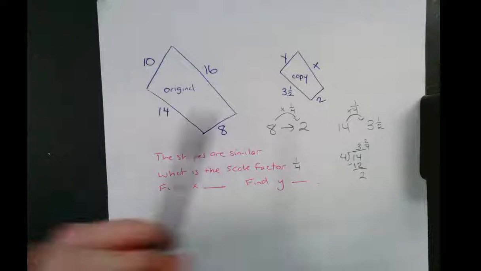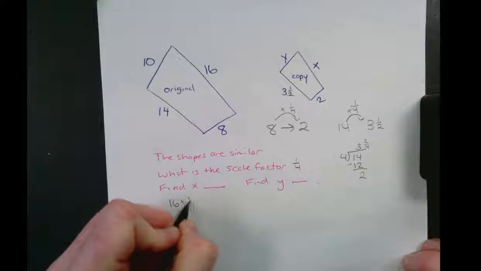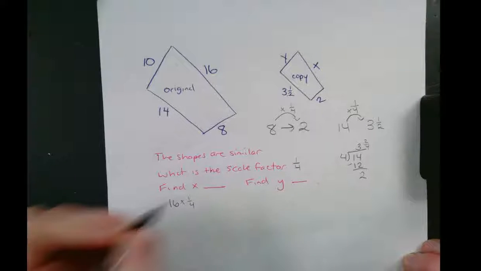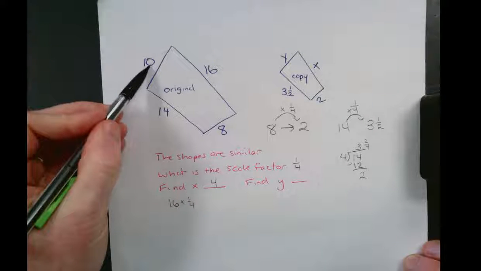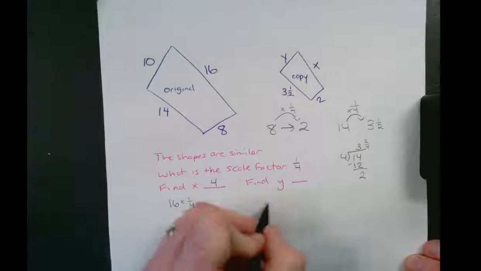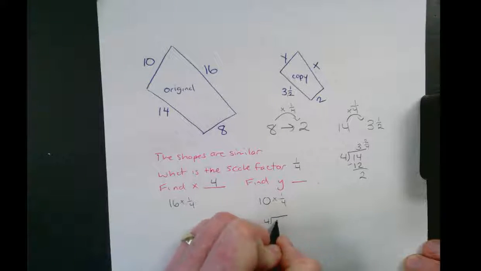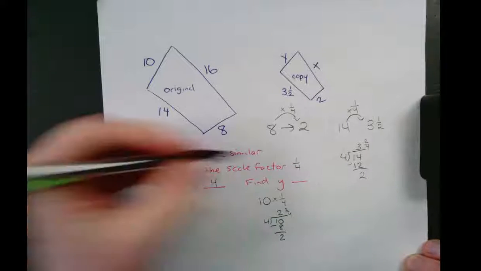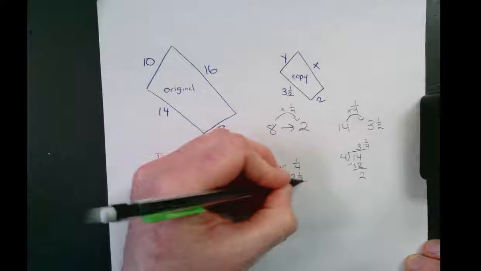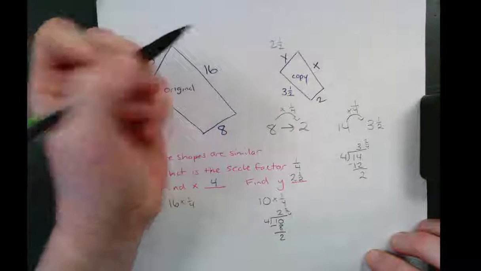Now we need to find x. Okay, well, to find x, we're going to take 16 and multiply it by 1/4. That's 4. To find y, 10 times 1/4, which is the same as 4 into 10, which is 2, and 2/4, which is 2.5. Okay. So this guy is 2.5, and this one is 4.